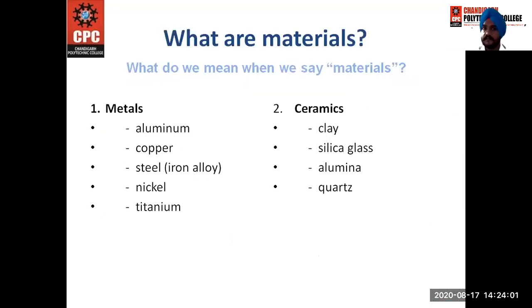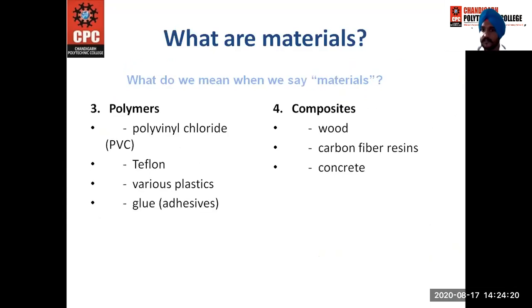What are materials? What do we mean when we say material? Materials like metals include aluminium, copper, steel, nickel, titanium. Ceramics include clay, silica, silica glass, alumina, quartz. Then polymers, which include polyvinyl chloride, Teflon, various plastics, glue. The composites are wood, carbon fibers, concrete. These are some types of materials.